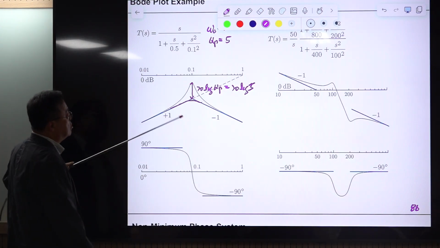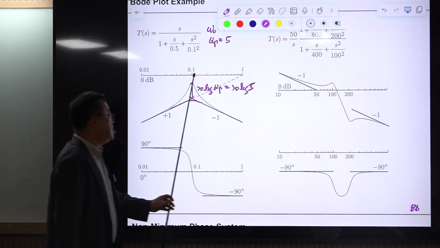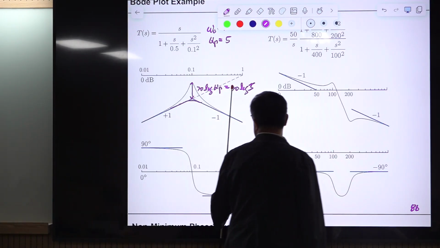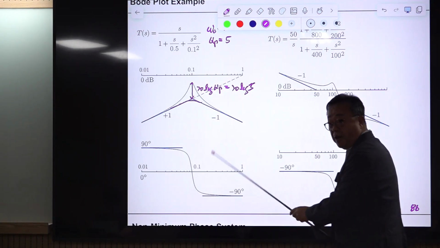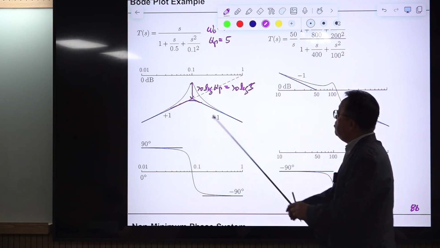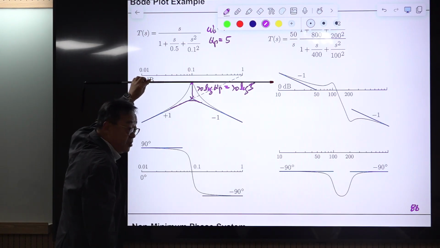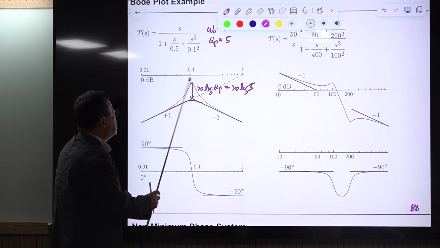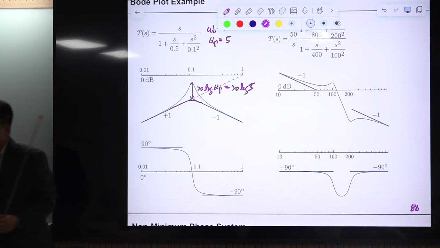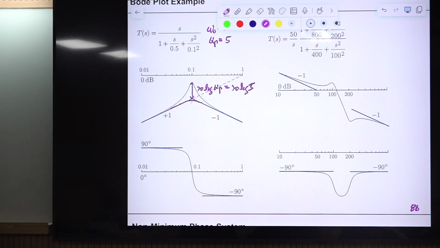And the phase here is 90 degrees. Why? Because the slope is plus 1. Phase here is minus 90 degrees. Why? The slope is minus 1, okay? And at this peak, this is a tangential, horizontal line. So phase here is 0, okay? So at this peak, phase becomes 0.